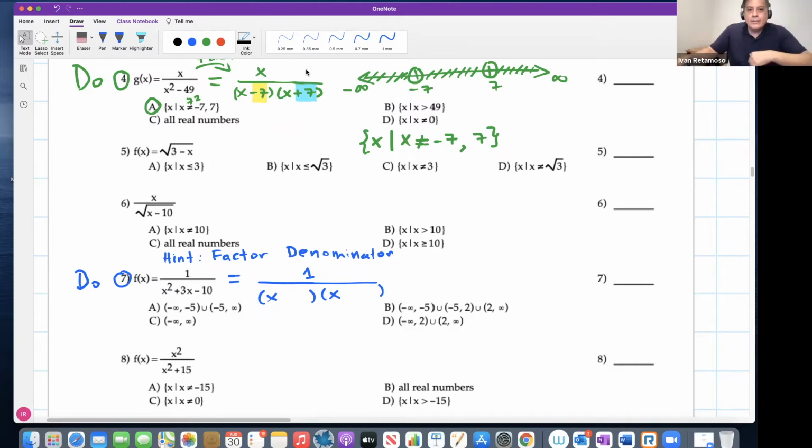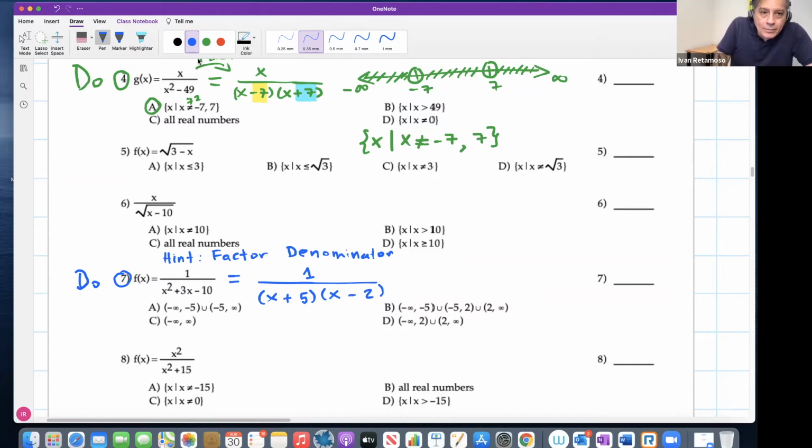Excellent, excellent, Sarah. Very good. Yeah, you got it. Let's do it together, right? We are practicing. So we're going to factor this denominator. Two numbers whose multiplication is -10, whose sum is 3. After some trial and error, you will see that these numbers are 5 and 2. But since you want the sum to be 3, this one has to be negative, this one has to be positive, right? 5 plus -2, 3.